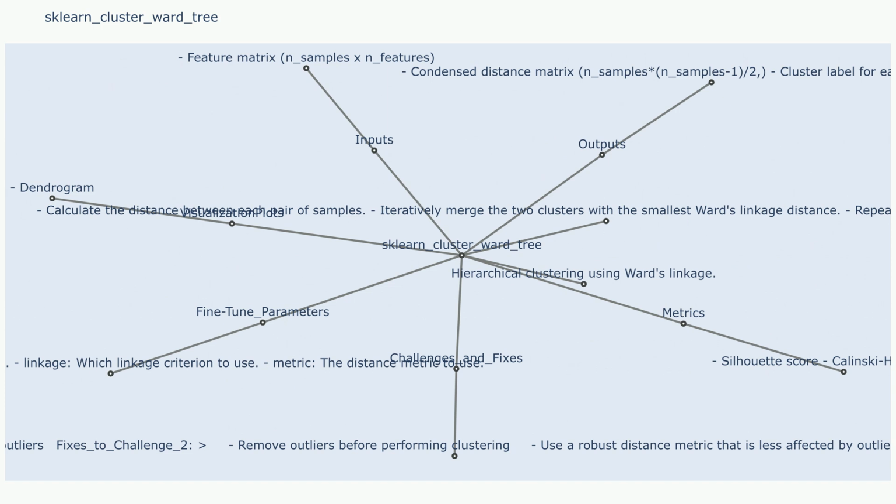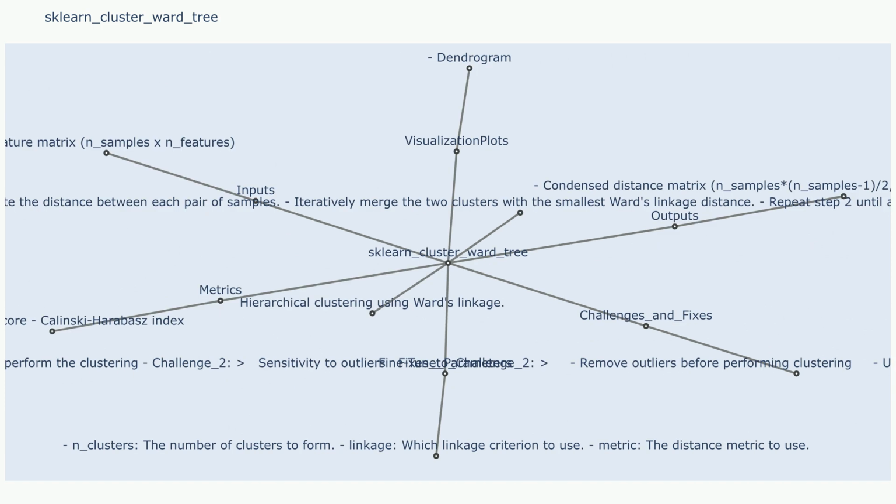Fine-tune parameters. Connectivity defines the neighborhood structure of the data points. You can use this to restrict the merging of clusters to only those that are neighbors in your data. Threshold. You can specify a threshold value to control the depth of the hierarchical clustering tree. Clusters with a distance less than the threshold will be merged.